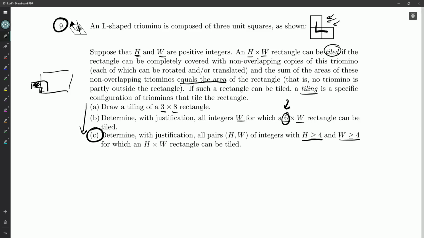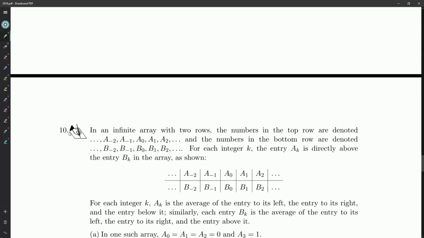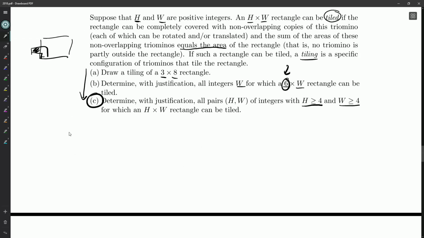Up next will be question number 10. And oh, look at that. Lots of words and some array. But we'll get to that in the next video.